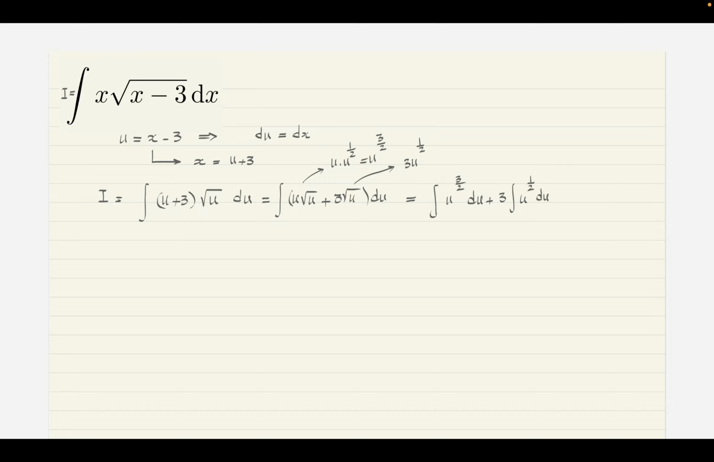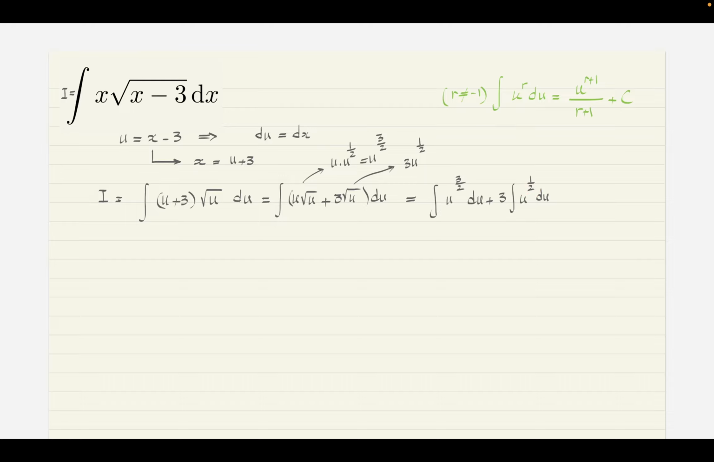And in both cases, I will use this formula. So if I have integral of u to power r du, we learned that if r is not equal to -1, then I can write it as u to power r plus 1 divided by r plus 1, and then plus a constant. So here, I will use this formula. I give the role of r to 3/2. And here I use the same formula, but I give the role of r to 1/2.